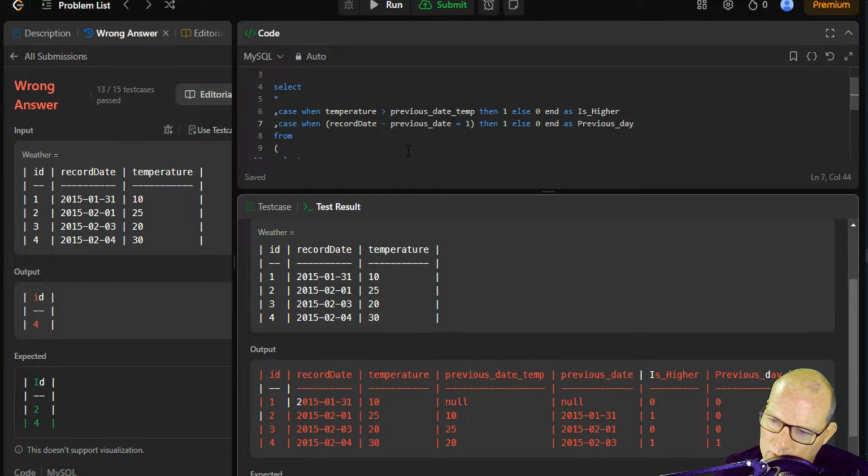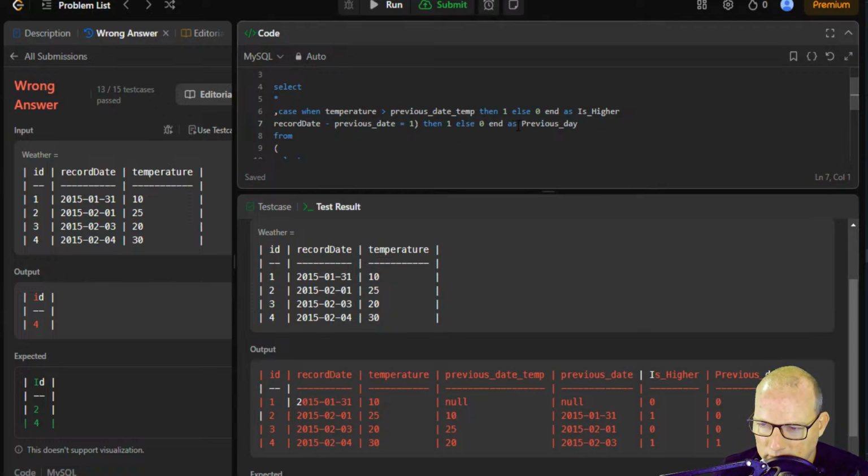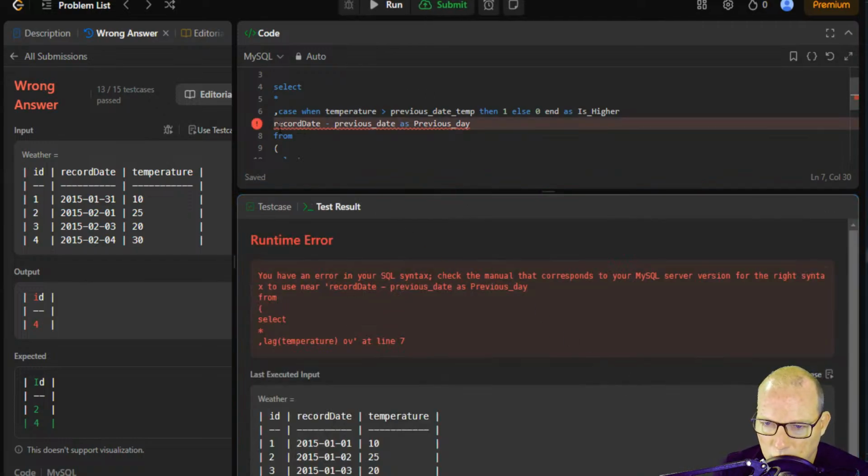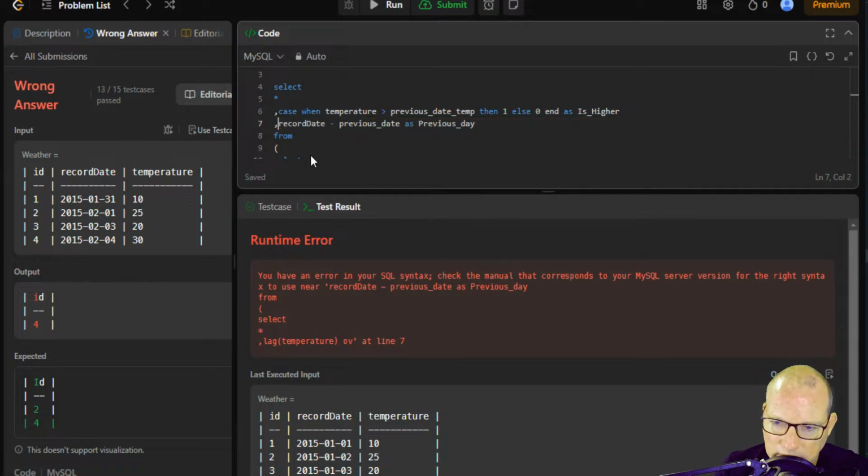Okay. We're just going to change this to some. We're going to do this. I'm not recalling how to do this, but we're just going to do math as previous day. So now it's just going to be the actual difference in the dates.